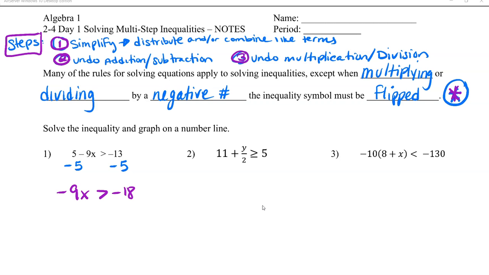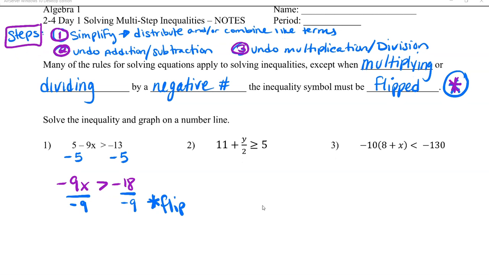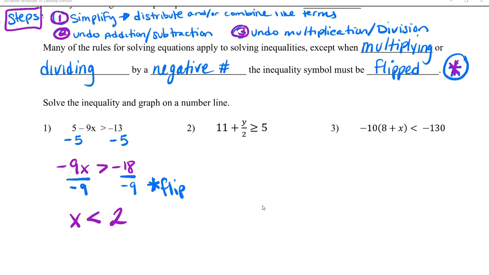Then we'd want to undo the multiplication. So right now we're multiplying by negative 9. So we want to divide by negative 9. And it's that step there that requires us to flip the inequality symbol because we divided both sides by a negative number. So we flip it to less than, and negative 18 divided by negative 9 is positive 2.